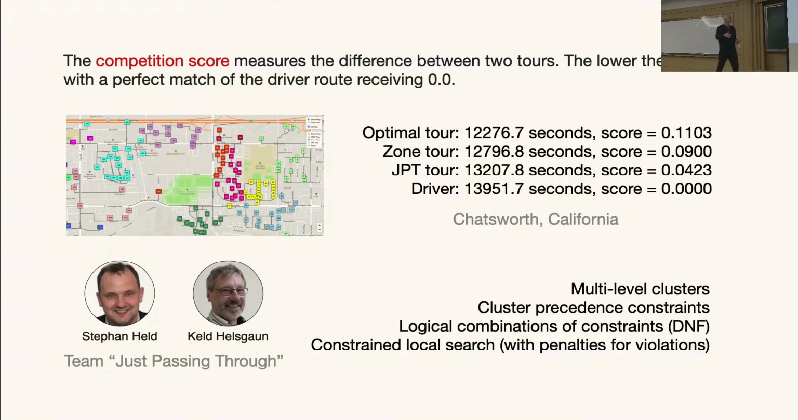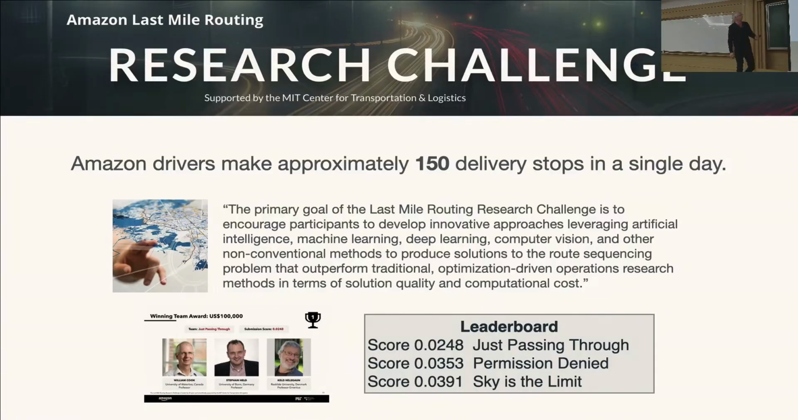So we formed a team with Stefan Helsgaun from Germany and Keld Helsgaun from Denmark. And our idea was, well, we now have these zones, now we just have to figure out certain rules for how drivers might like to move from zone to zone. So we built clusters of zones and clusters of clusters, so multi-level clustering, and then precedence constraints between them, all by just looking at the data, trying to figure out what drivers like to do. All right, then, if you look at the competition, you read that they really were expecting that artificial intelligence, machine learning, deep learning would outperform traditional optimization, which is what I do.